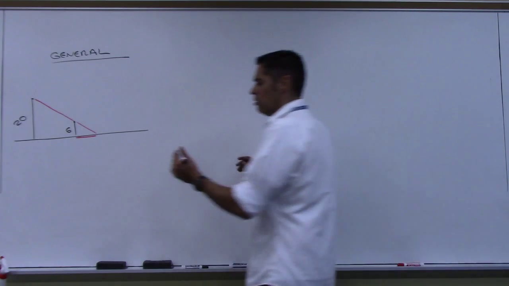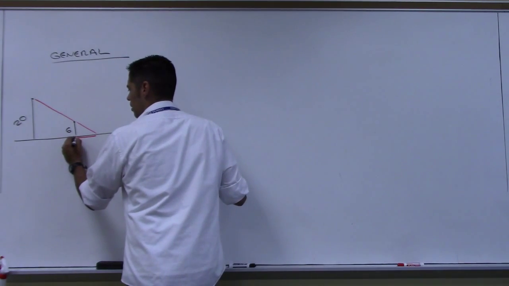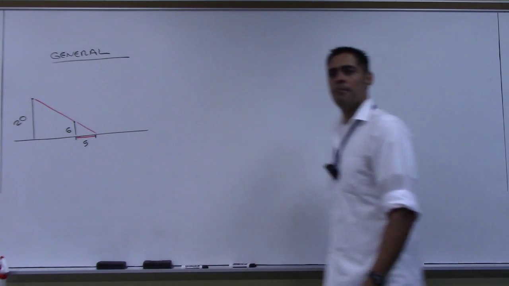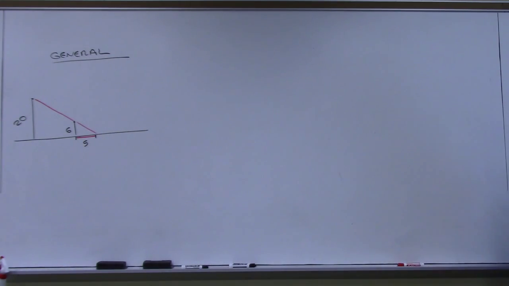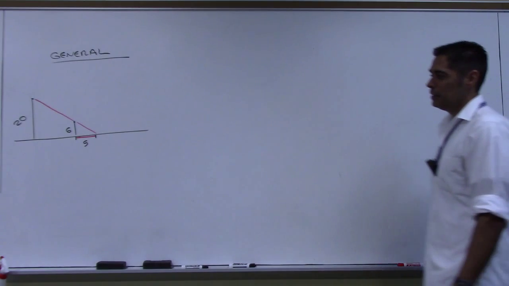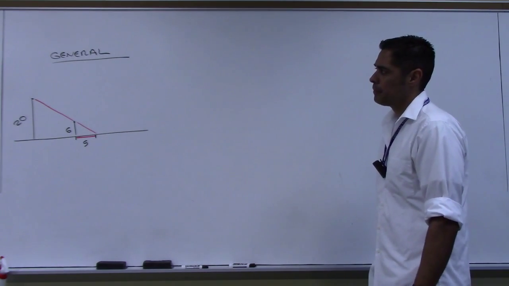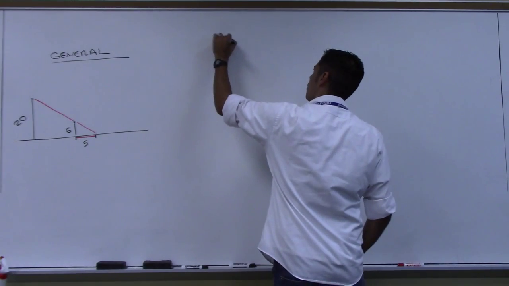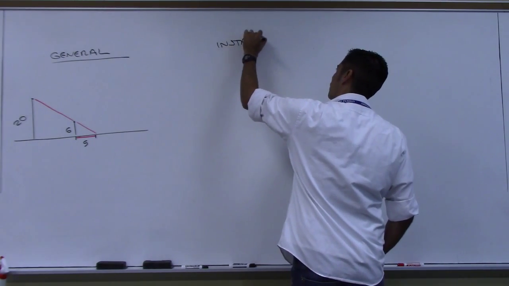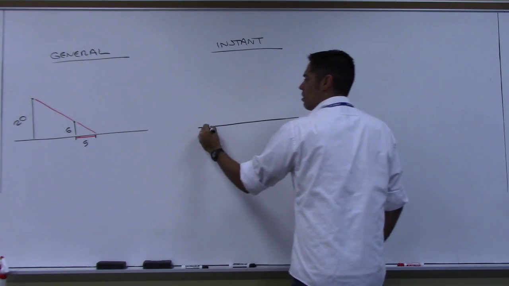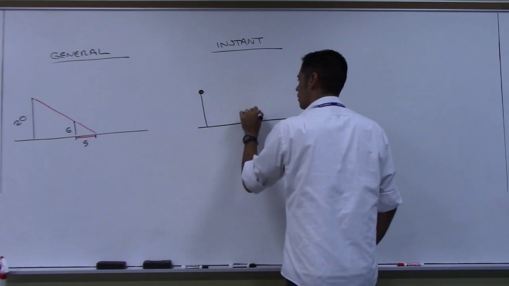Why don't we call the shadow, this length right here, S for shadow? Is that all right? S for shadow? Kind of looks like a 5. See, there's no particular perfect way to do these every single time. You just kind of start to piece things together.